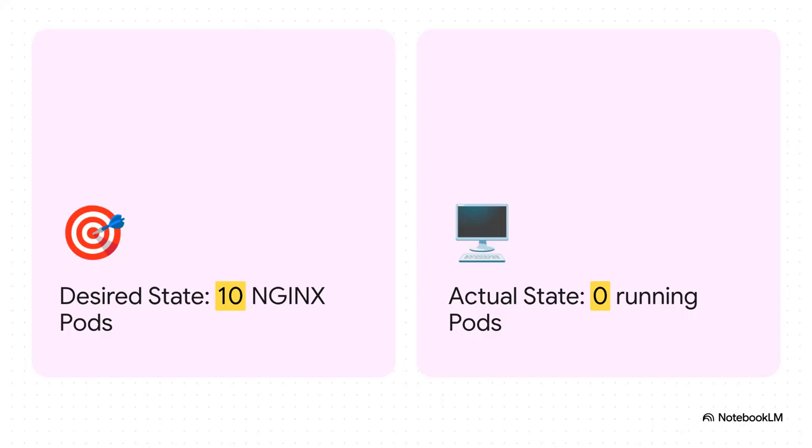And right there, the second your request is saved, a conflict is born. The desired state in etcd now says we need 10 Nginx pods, but the actual state says we've got 0. And that difference, that gap, that's the trigger that makes the rest of the control plane jump into action.